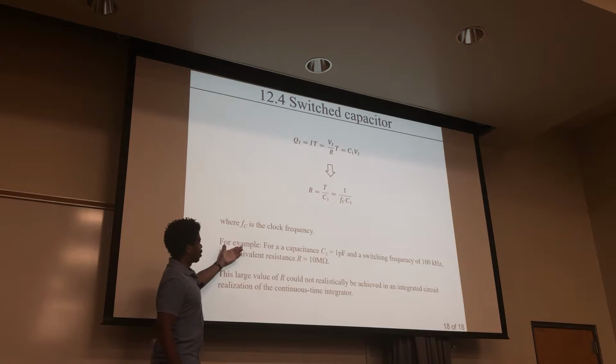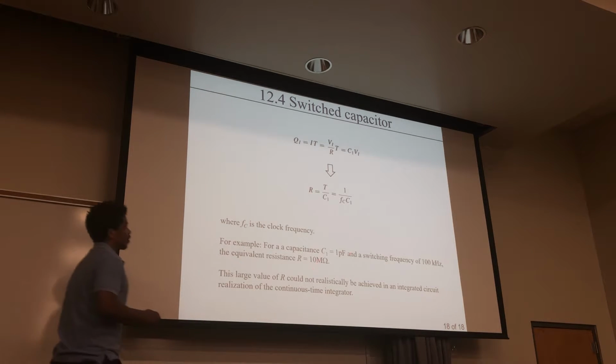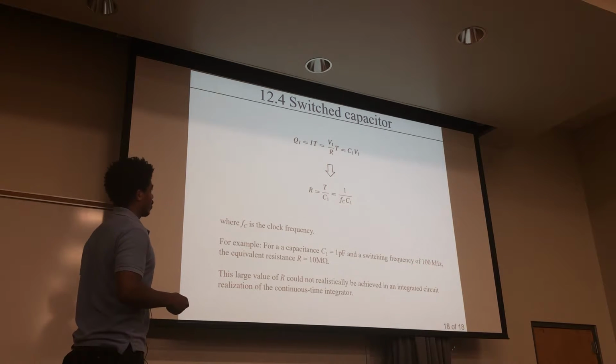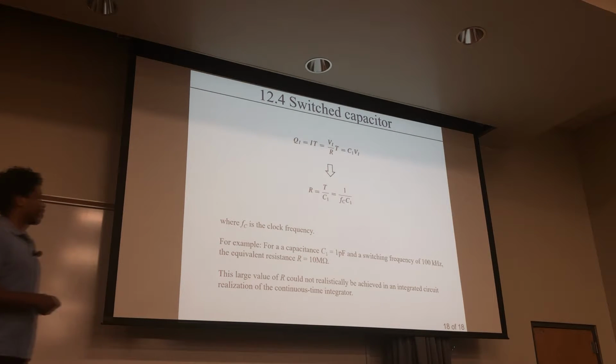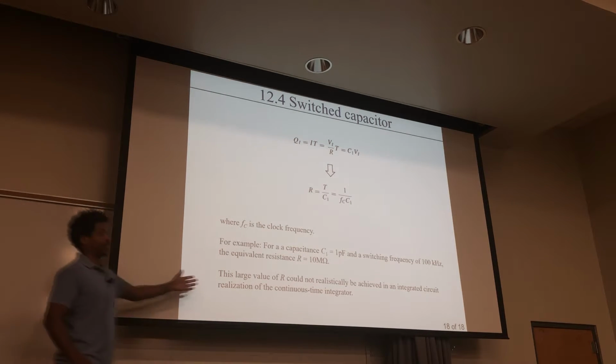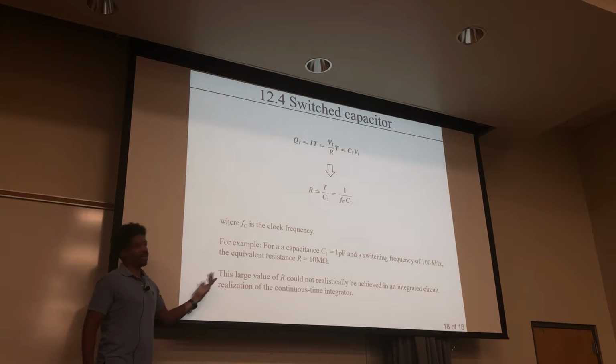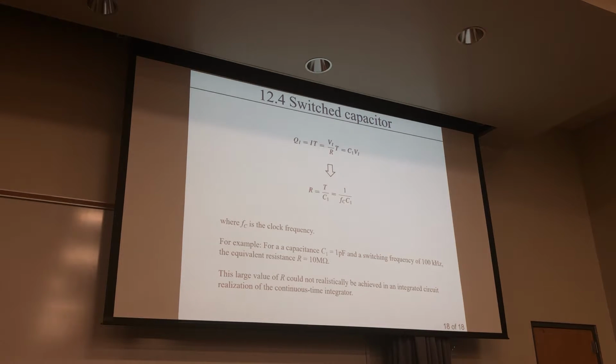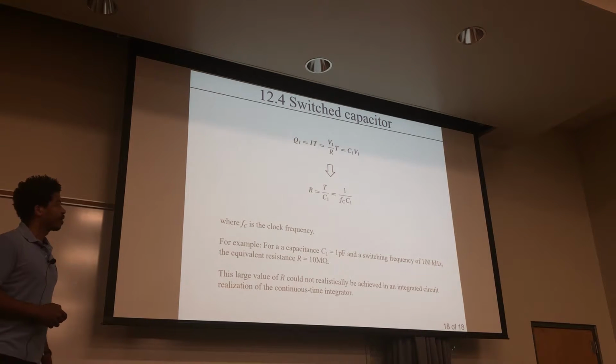And for an example, the book gives this. If you have this capacitor that's like 1 picofarad, and your switching frequency is 100 kilohertz, the equivalent resistance is 10 megaohms, and that's actually quite hard to achieve with a regular type of resistor today, with the finite space you have. So you're able to achieve much higher resistances like this. But anyways, that's the purpose of switched capacitors, doing it that way.